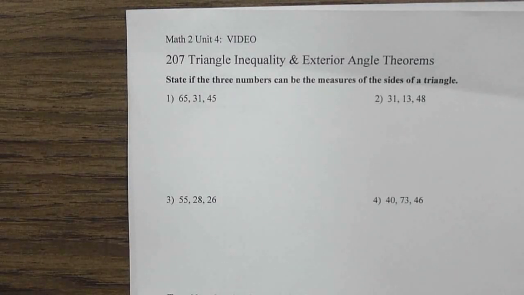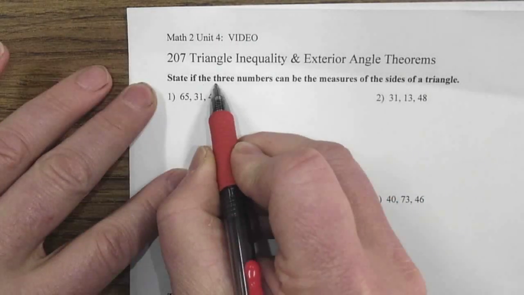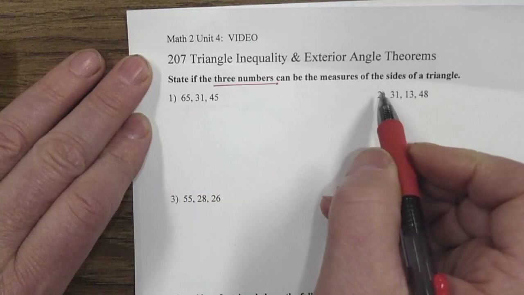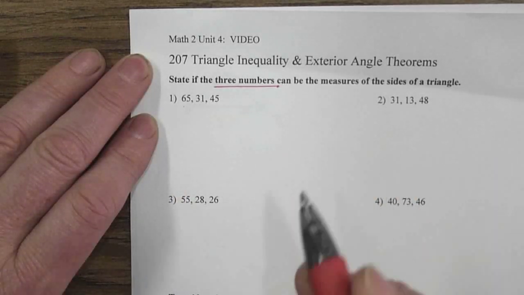Here's our last unit we did, triangle inequality and exterior angle. Two different things. So a couple of things here, pretty simplistic. State if three numbers can be the measures of the sides of a triangle. So does 65, 31, 45 make a triangle, and so forth.